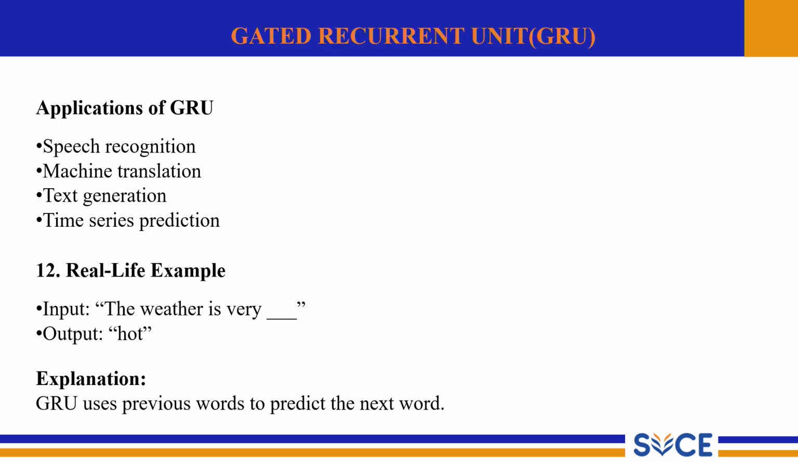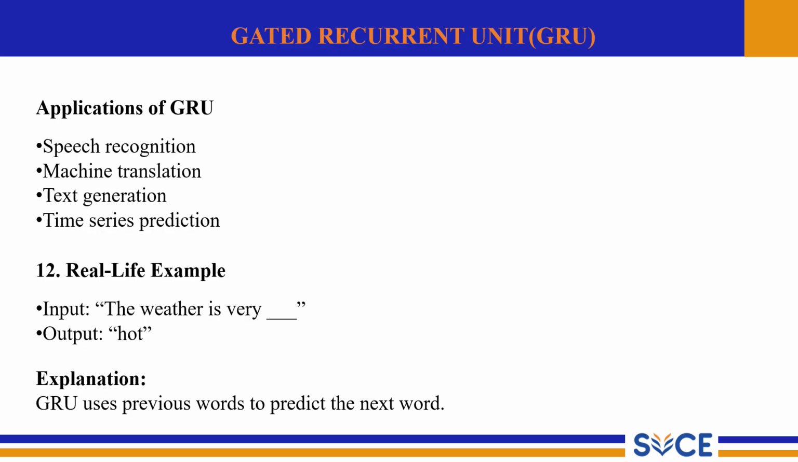And third one is text generation. In this case, the GRU models are trained to predict the next word in a sequence. By repeatedly predicting one word at a time, they can generate complete sentences, paragraphs, or even stories.